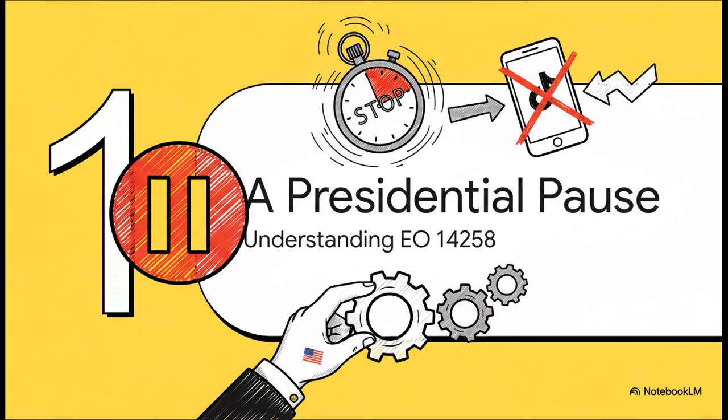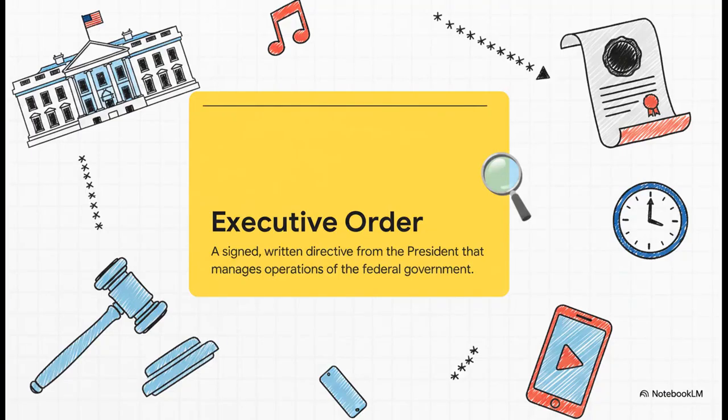The easiest way to think about Executive Order 14258 is just like this. The president has effectively hit a giant pause button on a process that was already moving forward. So before we go any further, just a super quick refresher on what an executive order even is. It's a really powerful tool. It's basically a formal signed directive from the president that carries the force of law for the federal government. And in this case, it's being used to control how a specific law is enforced.